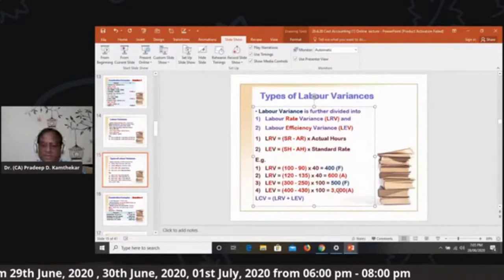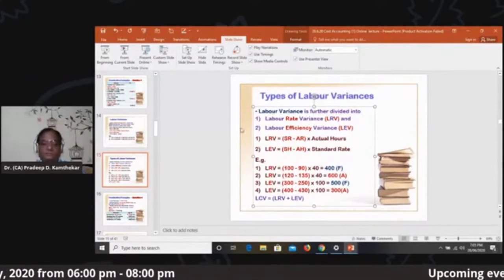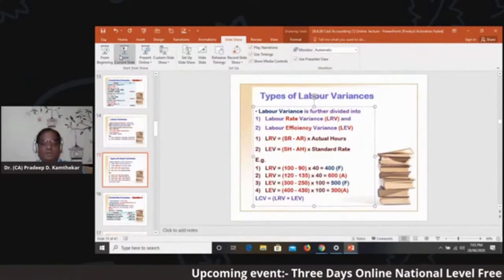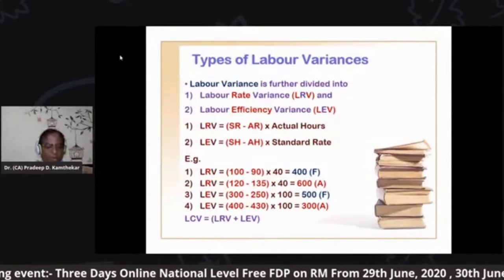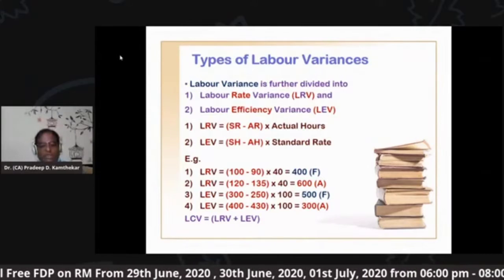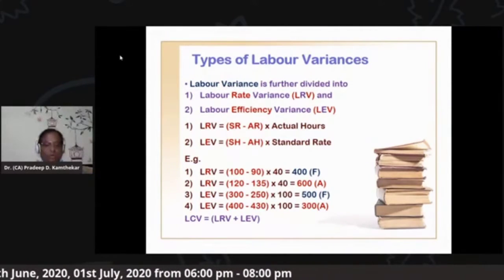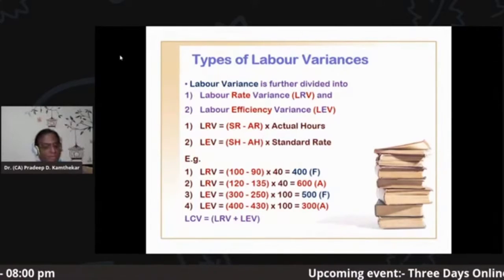Let me correct it. So when 10 rupees is saved by the business for 1 hour of the workers, into 40 actual hours put in by the worker, the total 400 rupees are saved by the business. So variance is 400 favorable.